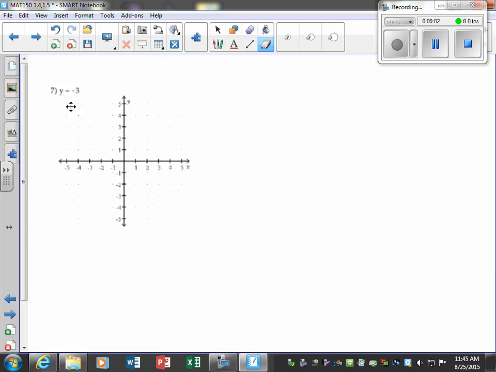The next one is our special equation, y equals negative 3, and that's a special line, which is going to be a horizontal line at negative 3. It's not the best horizontal line, but y equals negative 3. What is the slope of a horizontal line? 0. Slope is always 0. That's a little bit better. Slope of a horizontal line is always 0.